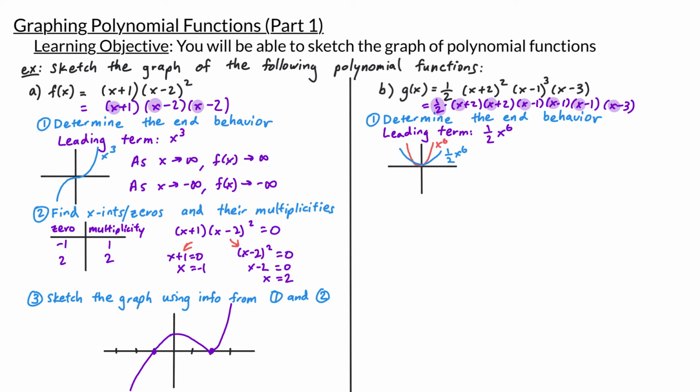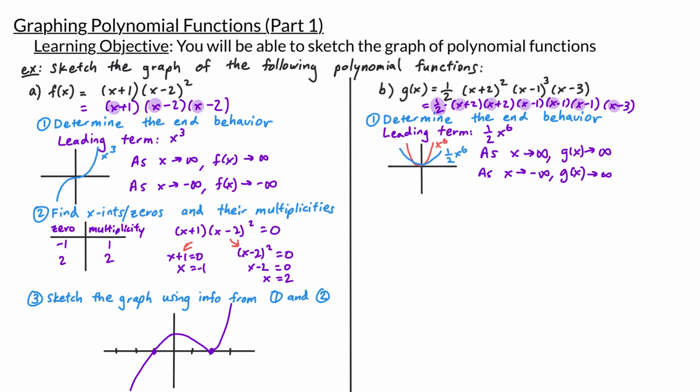So here, as we trace to the right, as x goes to infinity, the blue graph goes up, which means our function g of x is also going to go up, which means that g of x goes to positive infinity. And as x goes to negative infinity, meaning as we trace our graph to the left, the blue graph goes up on this end as well. So our function g of x will behave the same way, which means it'll go up. It'll go to positive infinity.